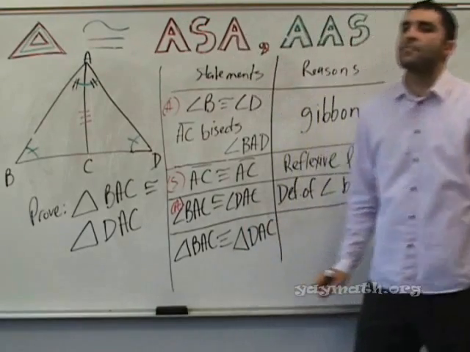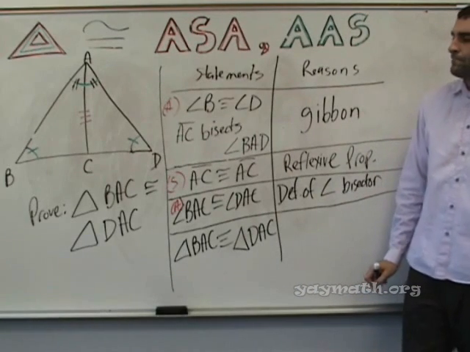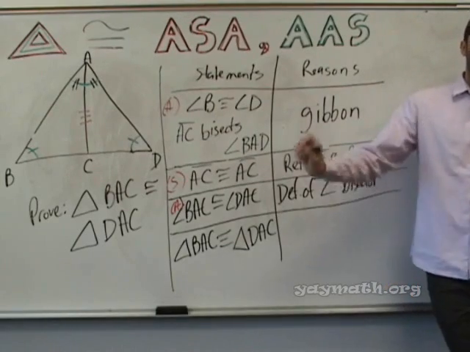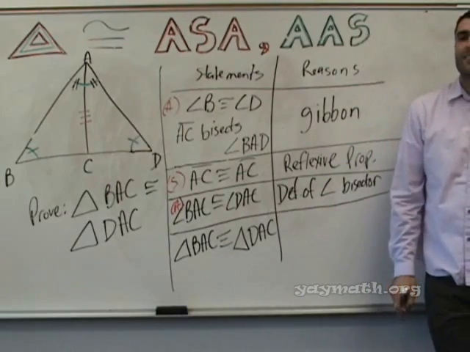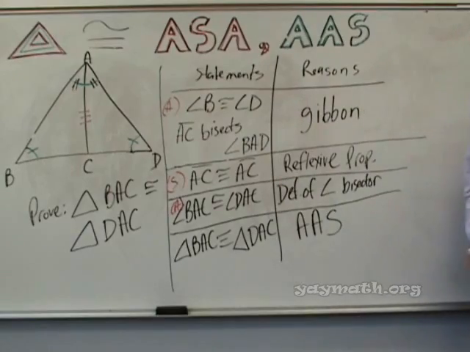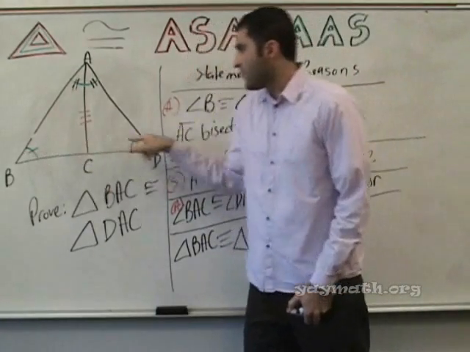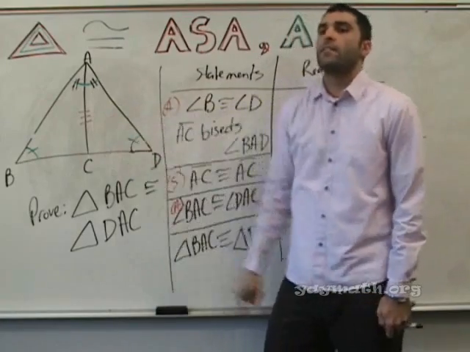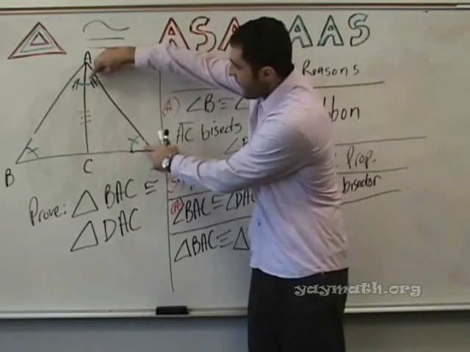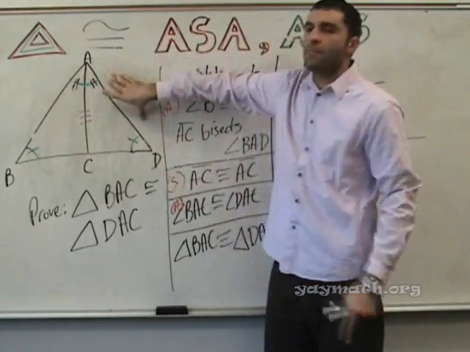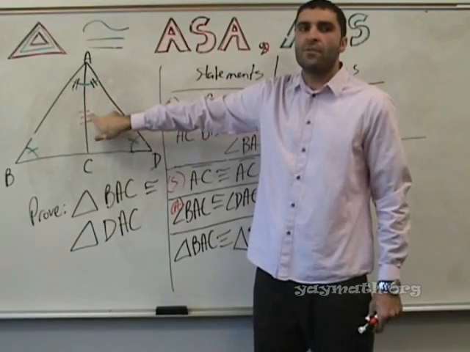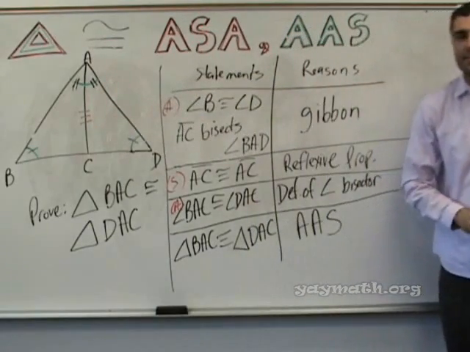What is the law that allows you to do that? The AAS postulate. Please explain why. Because there's the angle in the bottom left, the angle at the top, and then the shared line of AC. And the line isn't in between the two angles, so it's not ASA. This would be the line between them that needs to be congruent, but it's not. The line outside the two angles is congruent, thus it's AAS postulate.